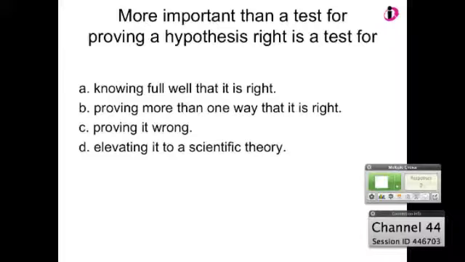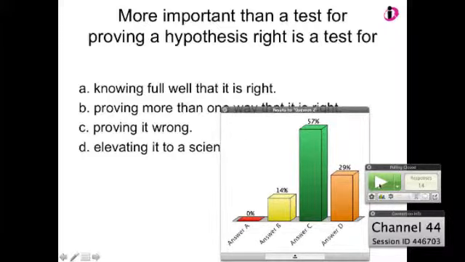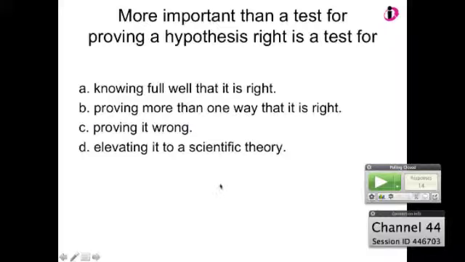So, more important than a test for proving a hypothesis right is a test for what? Knowing it's full well right, proving there's more than one way, proving it wrong, or elevating it to a theory. You have 10 seconds left. 10, 9, 8, 7, 6, 5, 4, 3, 2, 1. All right, so we can see that most of you think it's C, but some of you think it's D. The correct answer is C.